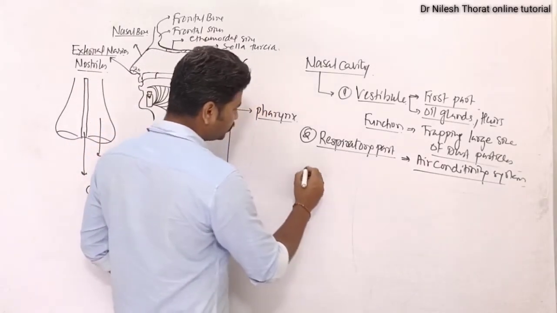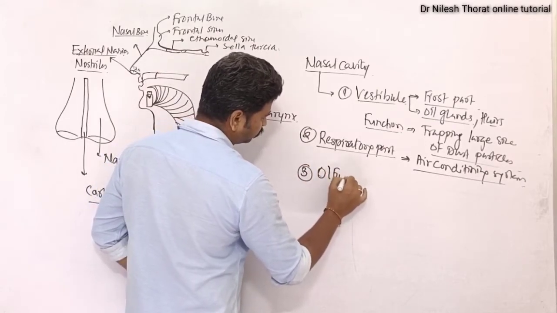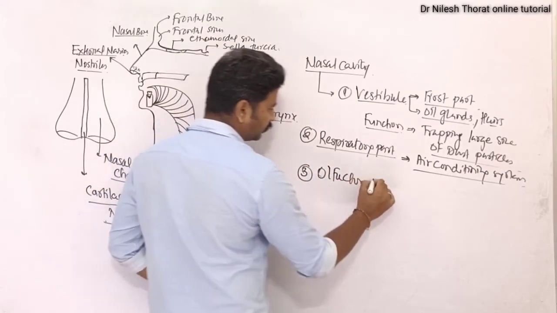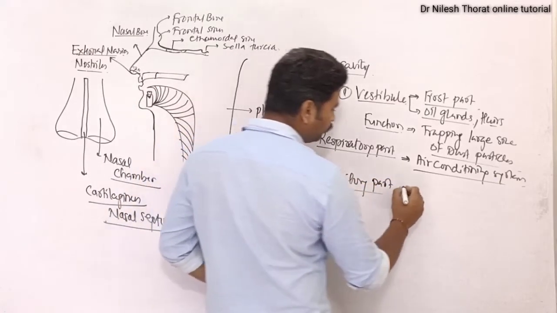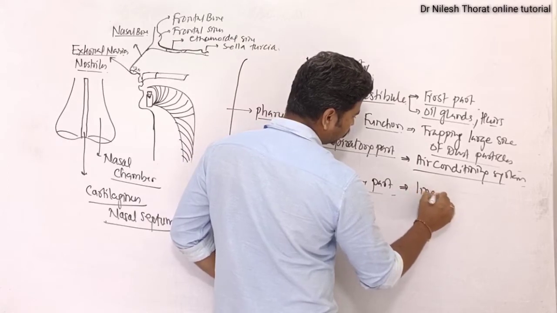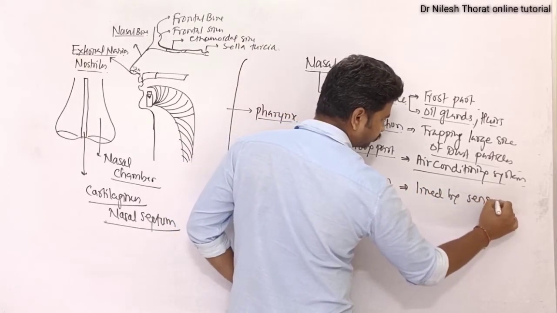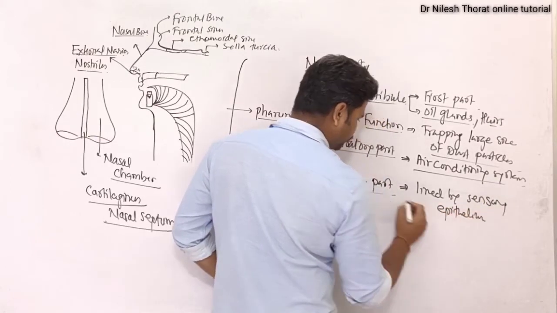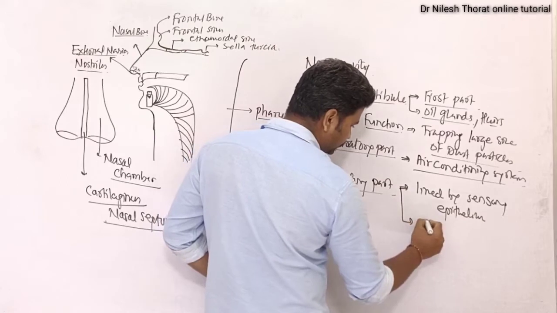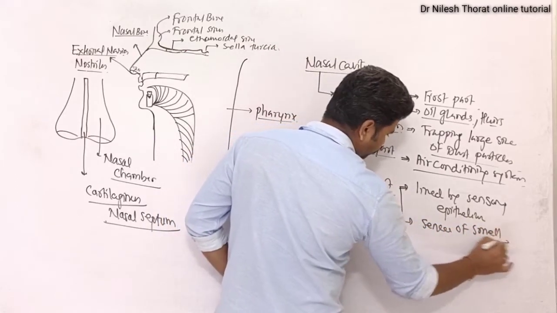Then the third part is called as olfactory part. This olfactory part is lined by sensory epithelium, which will be helpful in the sense of smell.